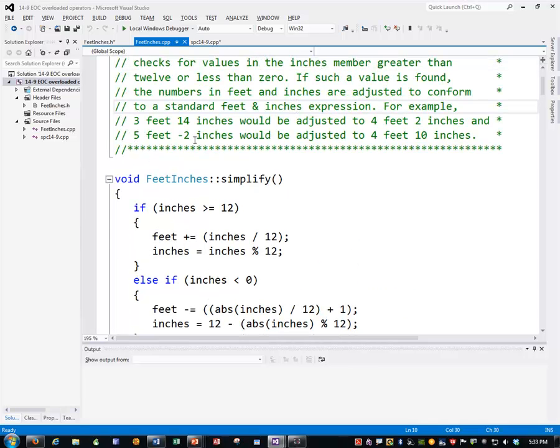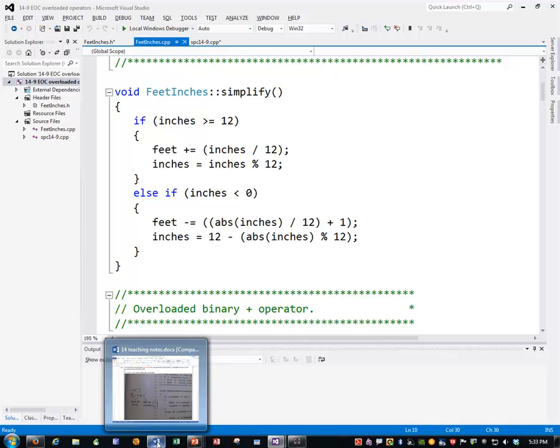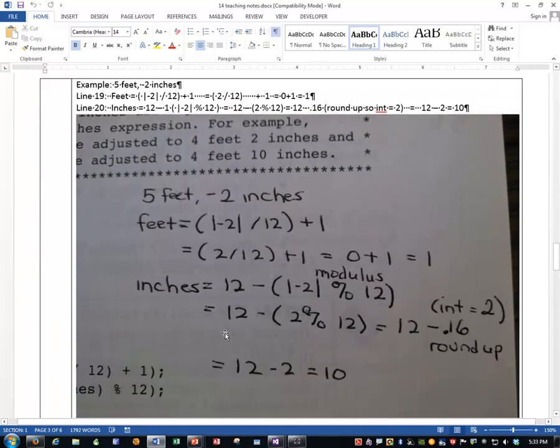Now, else if the inches is less than 0, so if somebody said they're 5 feet minus 2 inches, to adjust it to 4 feet 10 inches, this one's a little bit more complex, and I actually have a graphic to help you with that. That's the positive. Okay, here's the negative one.